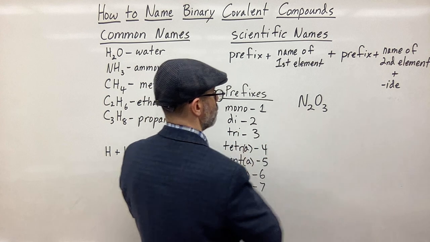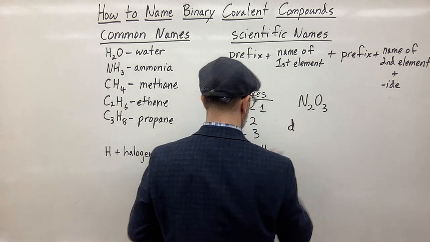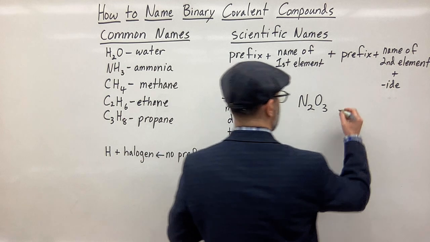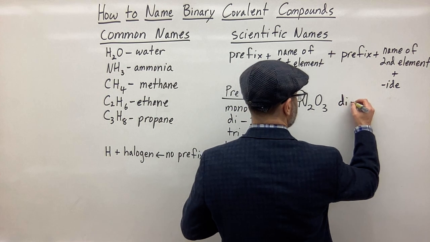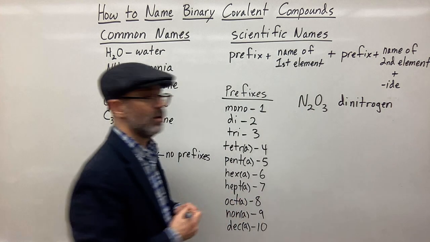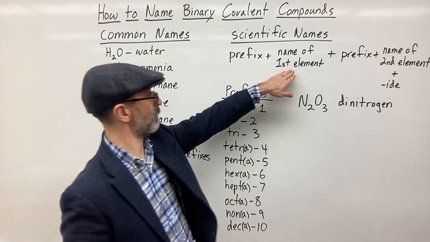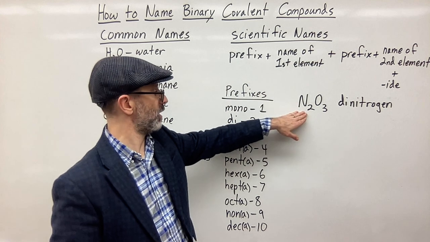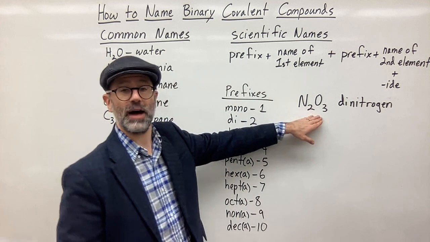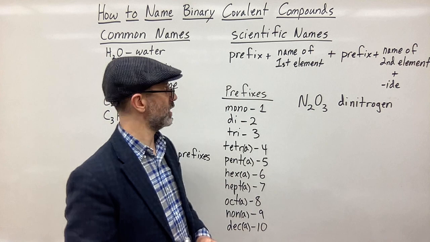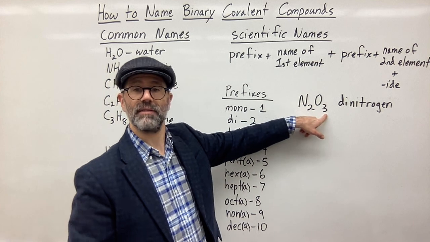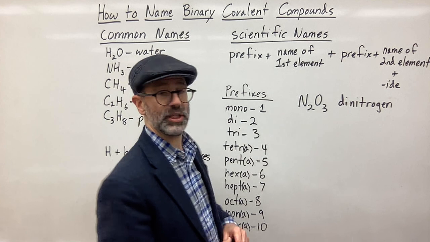So this is nitrogen. It's going to start with di, and I'll write it over this side so I have more room. This is going to be dinitrogen. Notice that it's the prefix plus the name of the first element. Nitrogen is the first element, and I have a 2, so the prefix is di. So it's dinitrogen. And then that's going to be followed by the second part of the name, which is the second element here. Notice I have oxygen. I have a 3, and so that's going to be tri.